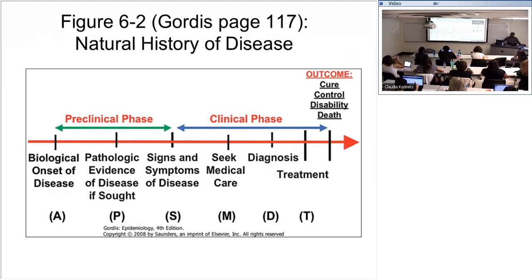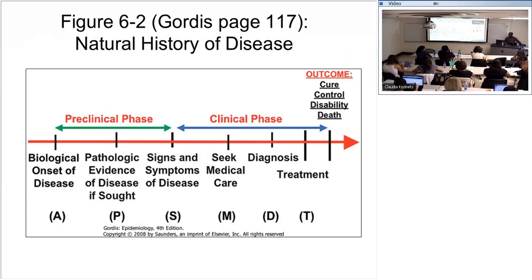So we got to this one. This is a very nice diagram showing all the stages I've spoken about. Then I asked a question about which stage we think screening may be very useful. And that's the pathologic evidence, the point P, where there's evidence of pathology, or abnormal changes in the body.